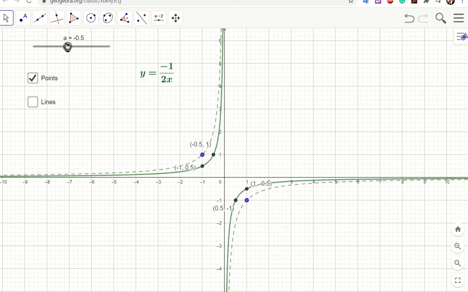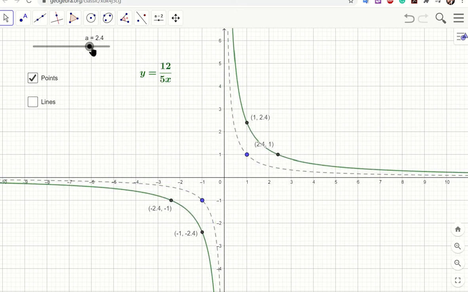So the key to drawing a graph of a divided by x is this hyperbola shape in these quadrants with a negative a, and these quadrants with a positive a. Also, the bigger that a is, the further the curve is away from the axis. And the other point to notice is that when x is equal to 1, y is going to equal a. So we can see it's 2.4 here, and a is 2.4.